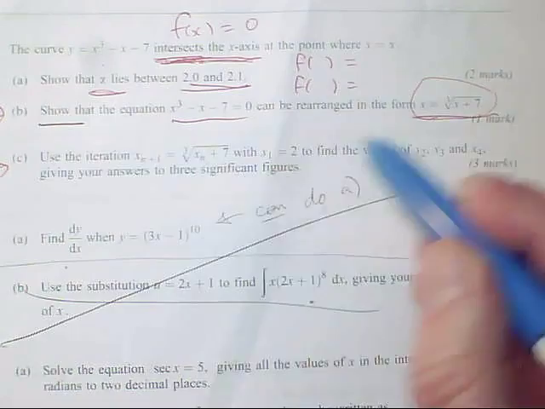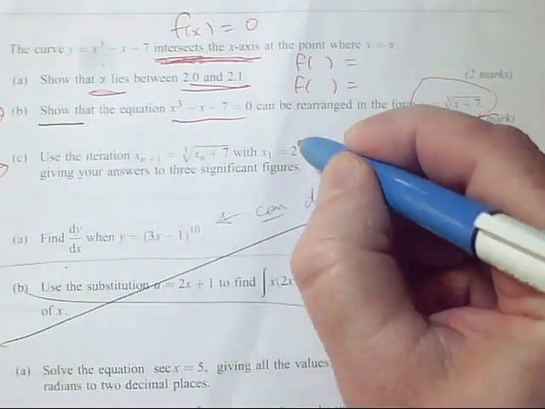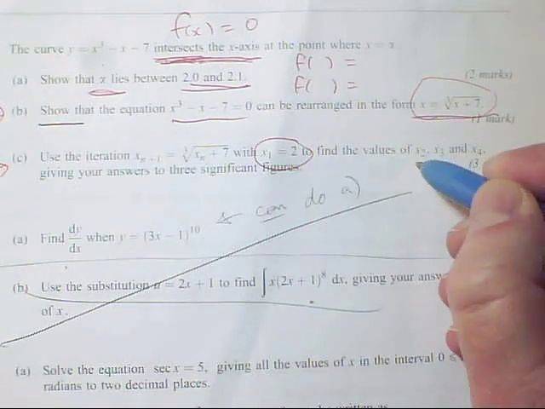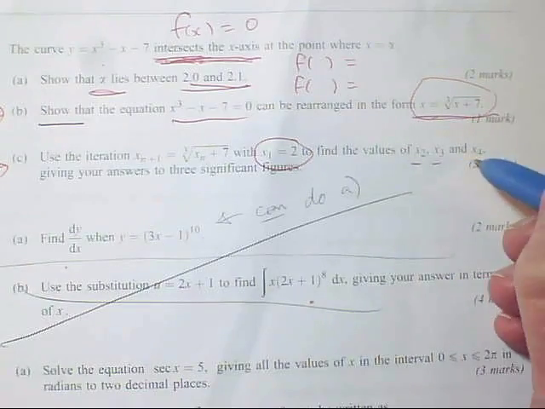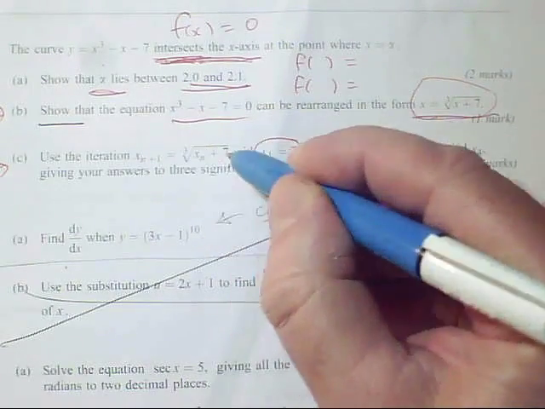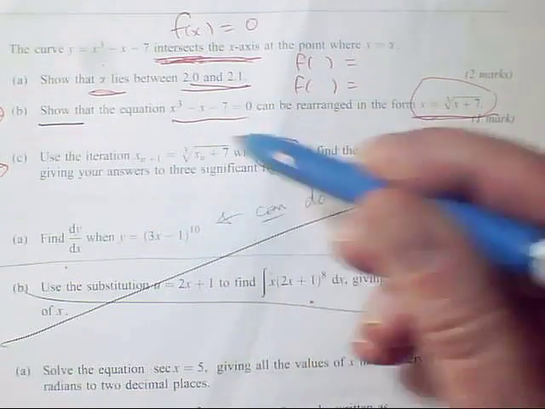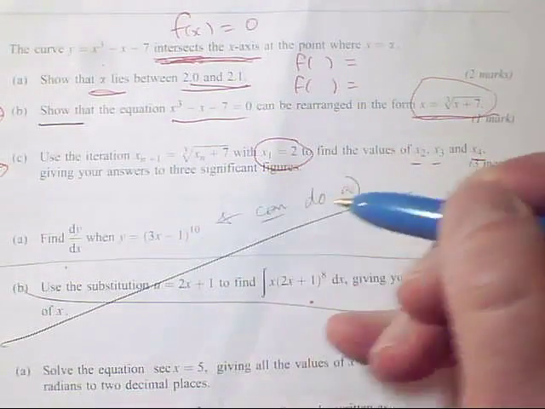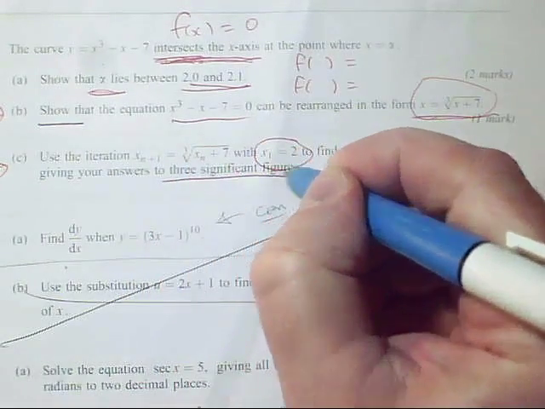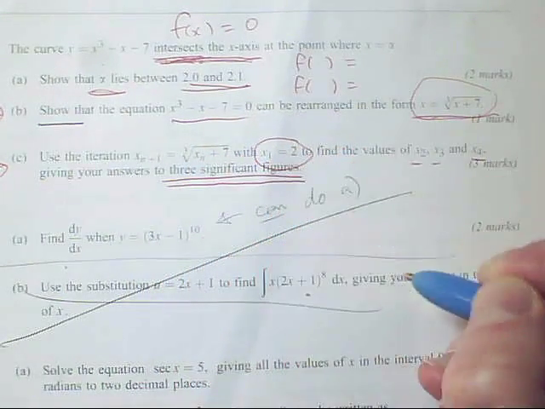And then finally, this is yet another re-entry point. We're now using this, but written as an iteration. We've got a starting value 2, and we've got to find the values of the next three, x2, x3, and x4. So you put 2 into this formula, and the answer to that is your x2. And then you put that value into the formula, and you get the value of x3. And you give all your answers correct to 3 significant figures.